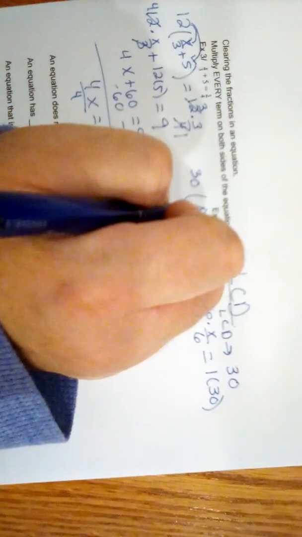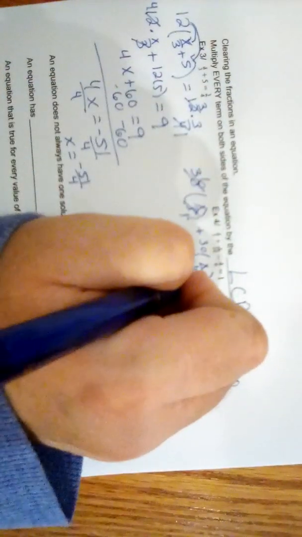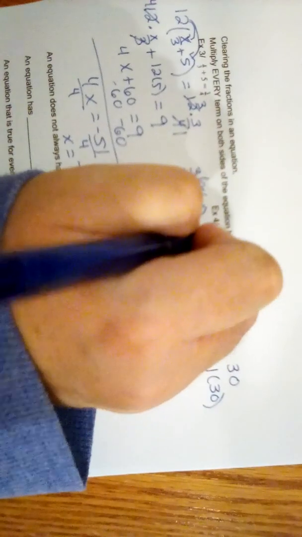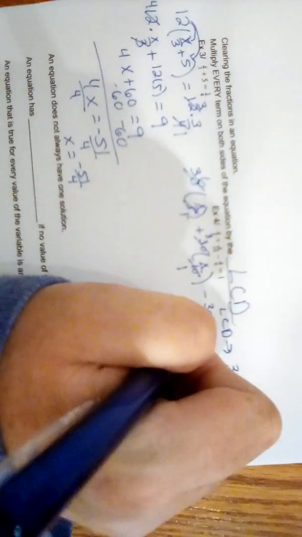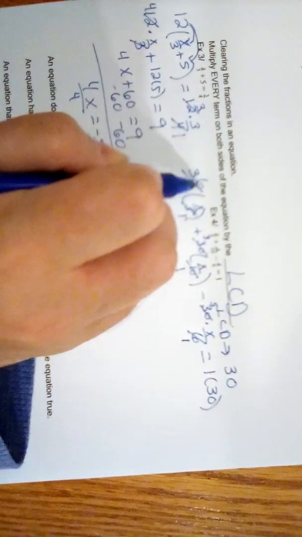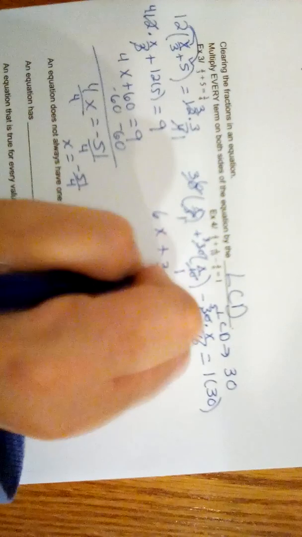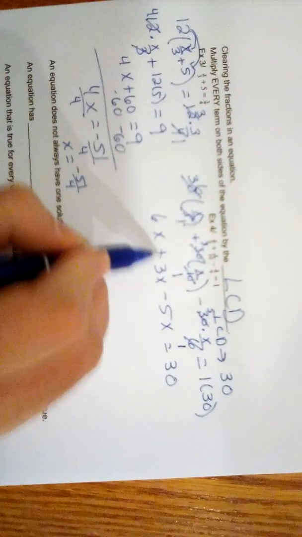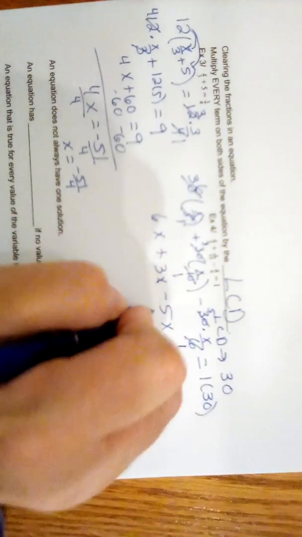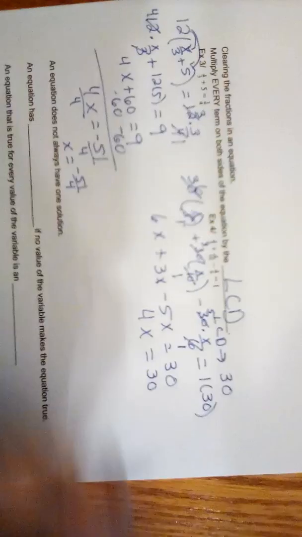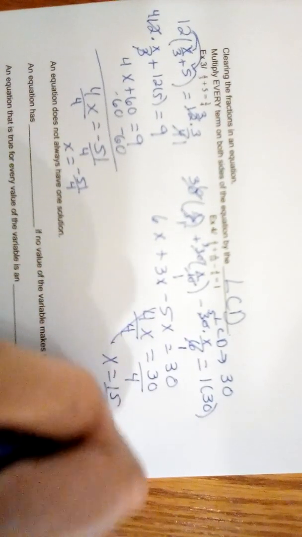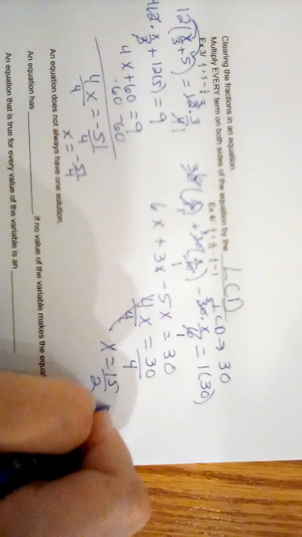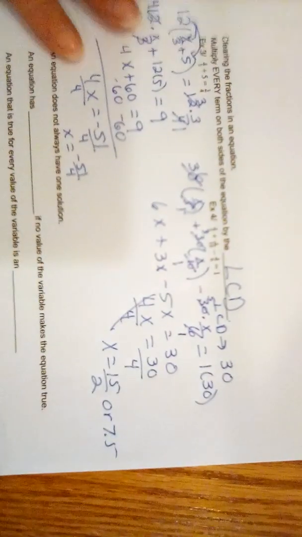Okay, 5 goes into 5 once, 5 goes into 30 6 times. 10 goes into 10 once, 10 goes into 30 3 times. 6 goes into 6 one time, it goes into 30 5 times. No more denominators. So we have 6x plus 3x minus 5x equals 30. So that's 9x minus 5x is 4x. Okay, and I'm going to divide by the 4. And x is 15 over 2, or if you wanted to say 7.5, that would be fine as well.